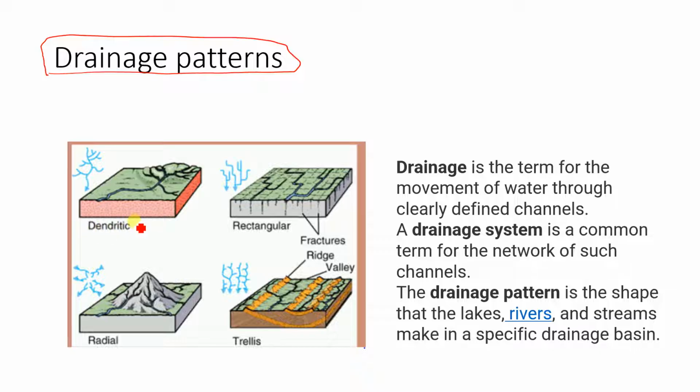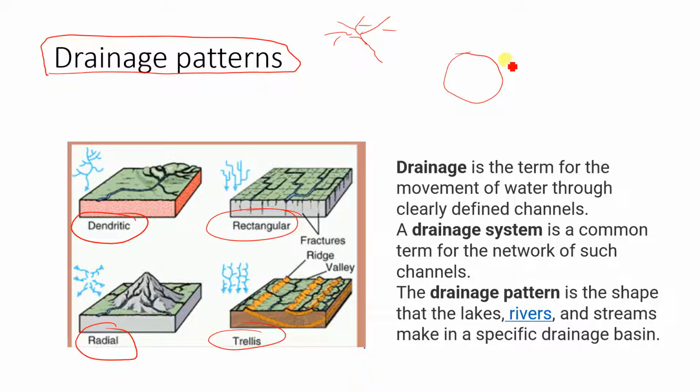So don't stress yourself. You have the dendritic drainage pattern. We have the radial drainage pattern, the rectangular and the trellis drainage pattern. So dendritic is just like a tree root where you have different branches, different parts coming together into the main trunk. So that's dendritic. Then radial is when the river flows out of a reservoir or a lake, moving outwards in this format. So this can be a lake.